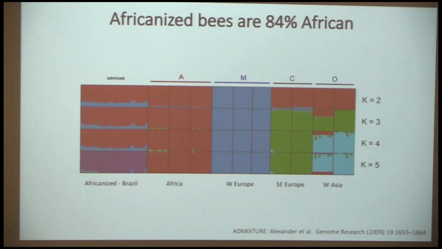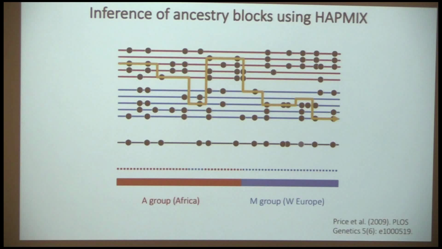So then what we wanted to do is to see, can we map this across the genome? And we used a tool called HapMix. What this does is, if you have two different ancestral populations and you want to map the ancestry blocks in a separate population, you can use this. It's a Markov chain Monte Carlo method, which can identify whether the blocks are from one or the other of the ancestral populations in that mixed population. So we applied this method to our Africanized bees using the European and African bees as source populations. And this is what we find.